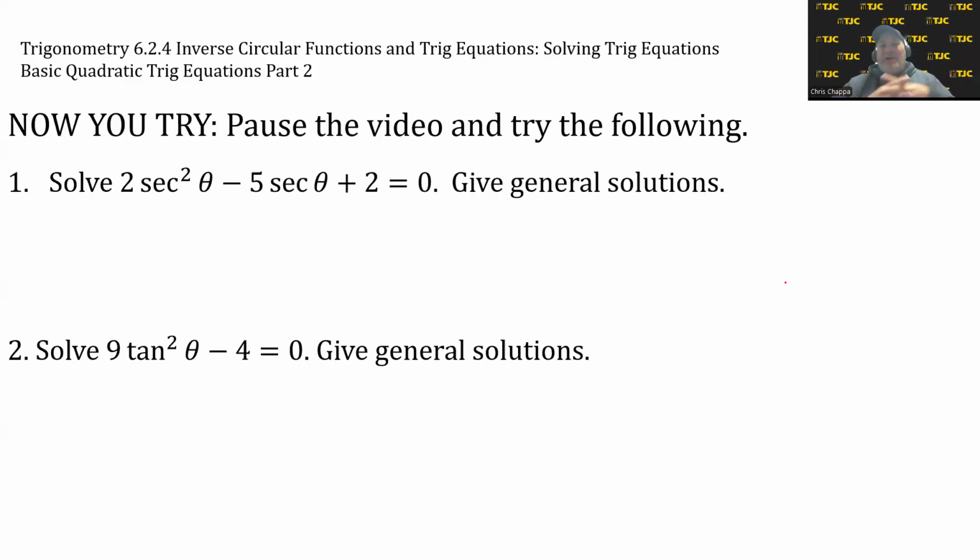All right, now you try. Pause the video and try the following. Number 1, solve 2 secant squared theta minus 5 secant theta plus 2 equals 0. Give general solutions. I'll give you a hint: it will factor. You're welcome to use the quadratic formula. And number 2, solve 9 tangent squared theta minus 4 equals 0. Give general solutions. Notice this one only has the one trig function, so we can solve it using square roots after we've isolated the tangent squared. Pause the video, give it a try.